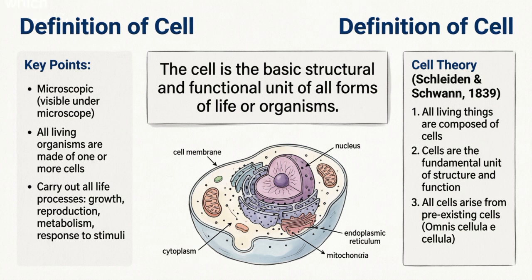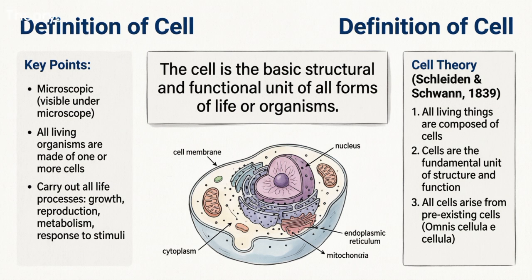This is the control center of the cell, containing the genetic material. You can also see the endoplasmic reticulum, which looks like a maze. It helps in transporting materials and synthesizing proteins. Finally, notice the bean-shaped structures labeled mitochondria. These are often called the powerhouses of the cell because they generate the energy needed for the cell to function.